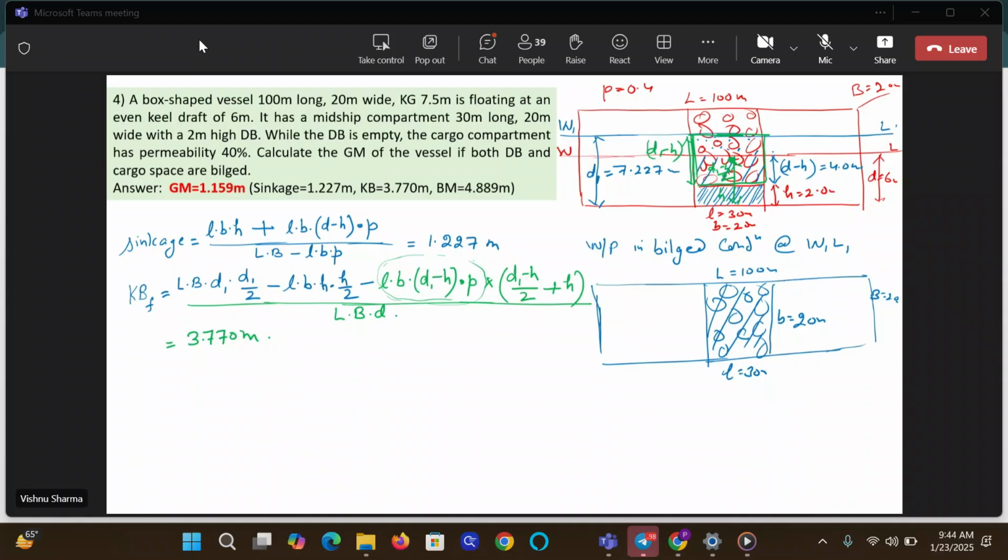What will be D1 minus H by 2, guys? It will be 7.227 minus 2. That means 5.227 divided by 2. That will be D1 minus H by 2. And then whatever you get after dividing by 2, you will add H to that. Is that clear, beta?